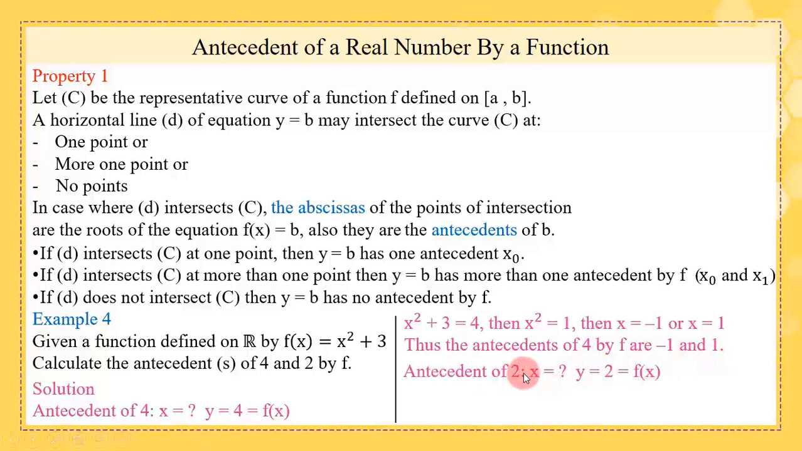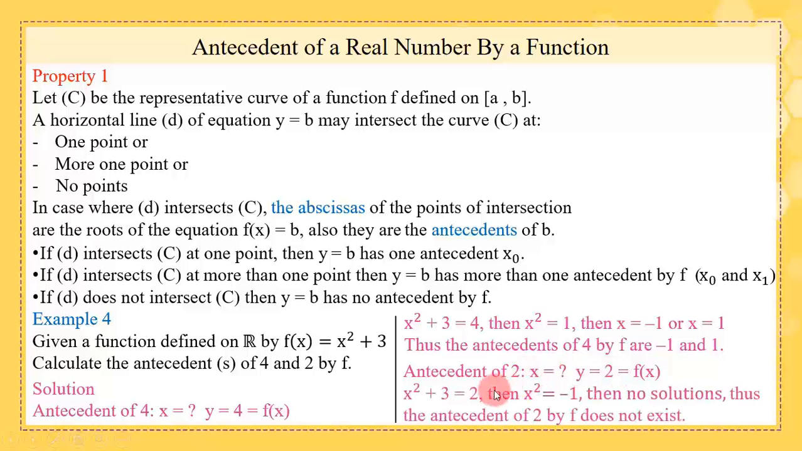Antecedent of 2, we do it in the same way. We say that f of x equal 2. So x squared plus 3 equal 2, then x squared equal minus 1, which is impossible, then there is no solution. Then we say that 2 has no antecedent by f, or the antecedent of 2 does not exist.